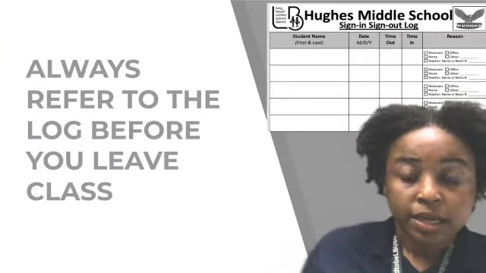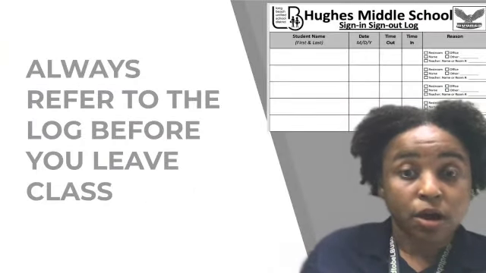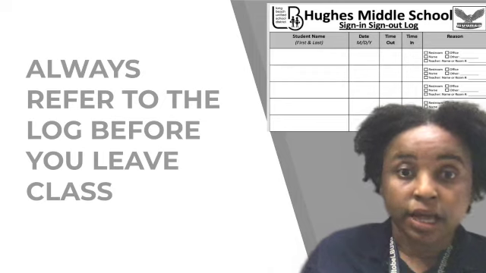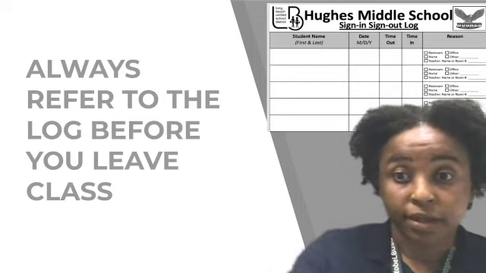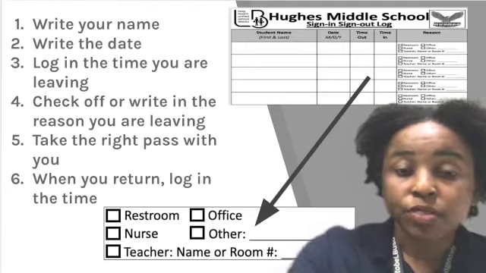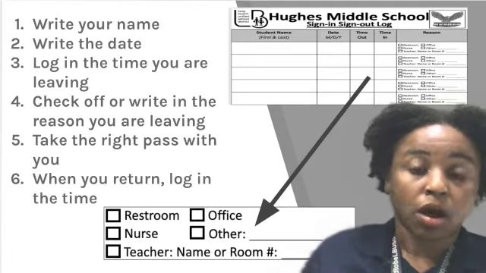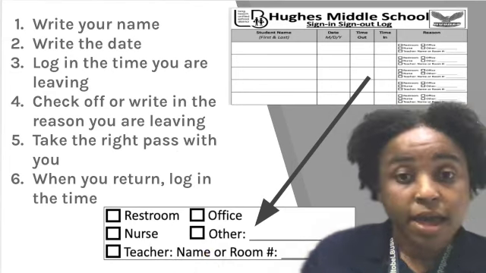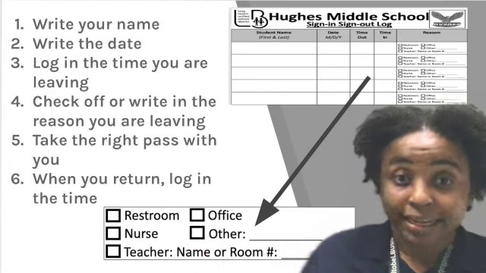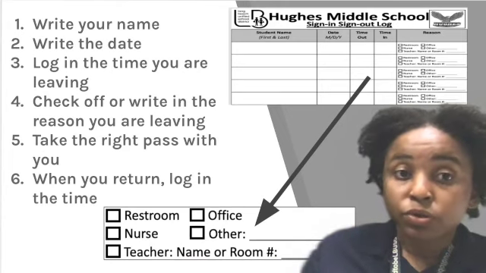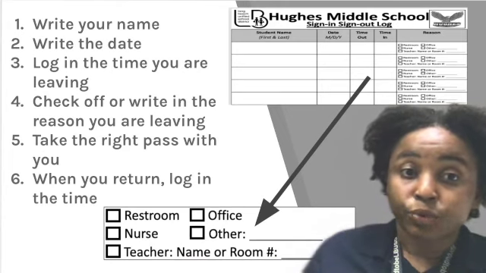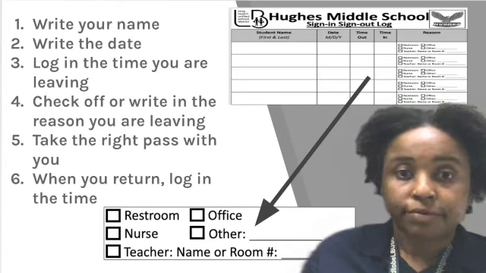All right, Owls. Another important piece of our school-wide policy is a sign in, sign out log. So always refer to the log before you leave a class. And then here are the steps to actually filling out the log. So 1, make sure you write your name. Make sure also that you have the date on there. Make sure you log in the time you are leaving. Also check off or write in the reason you are actually leaving, okay?